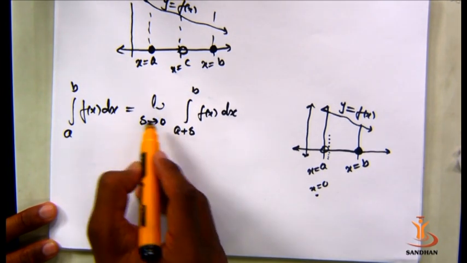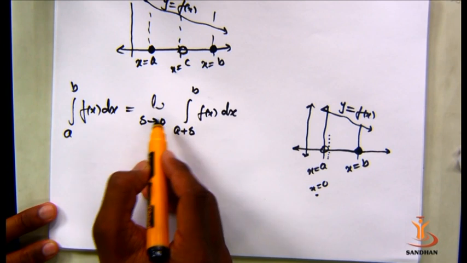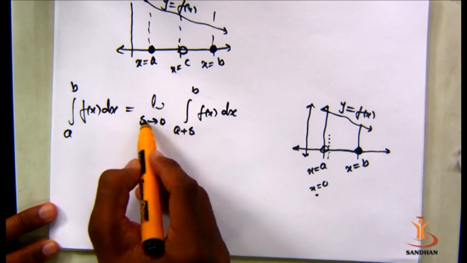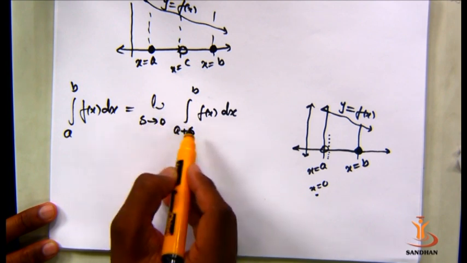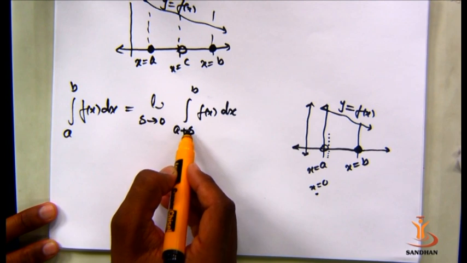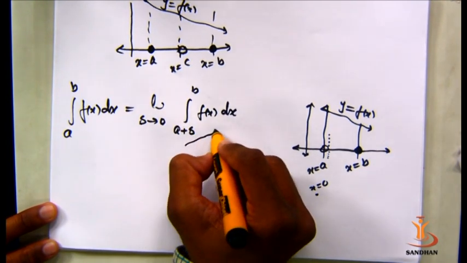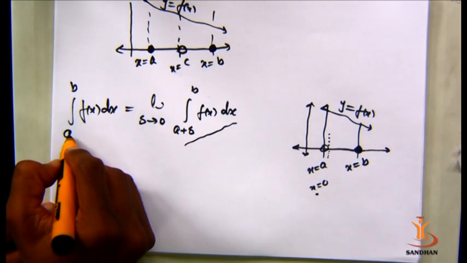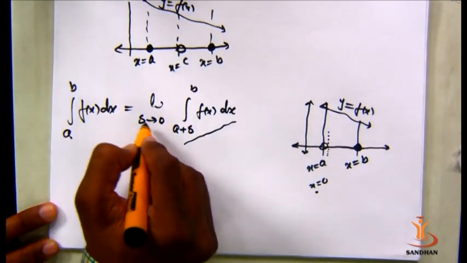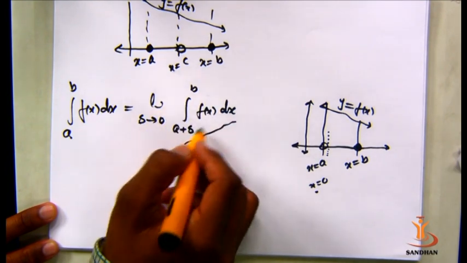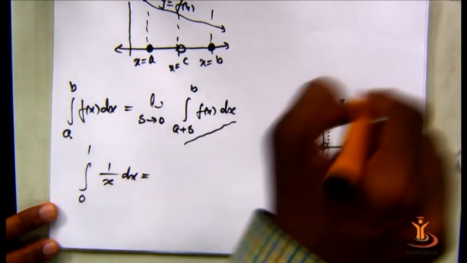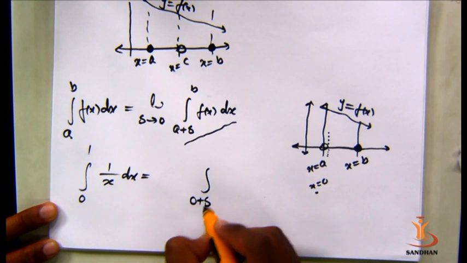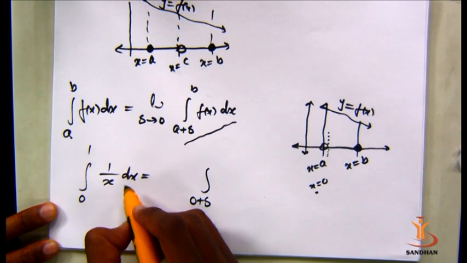Delta tends to 0, if you remember the concept of limit, indicates delta gets closer and closer to 0. It never becomes 0. But yes, we are considering delta as 0. So the integral from a plus delta to b of f(x) dx. Now this integral is a proper integral because at a the function was not defined, but now we are considering a plus delta, which means it is a proper integral. Same example, say 0 to 1, 1 upon x dx, it becomes 0 plus delta. So over here we are not considering 0, because if you directly put 0, you'll get 1 upon 0, which tends to infinity.